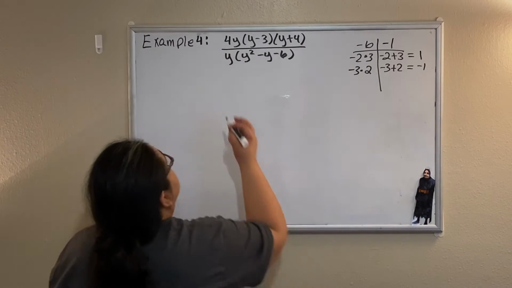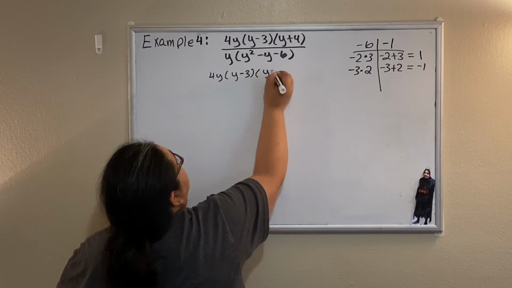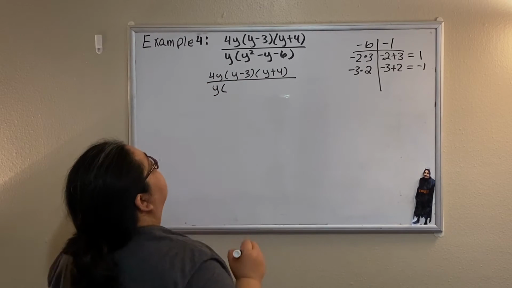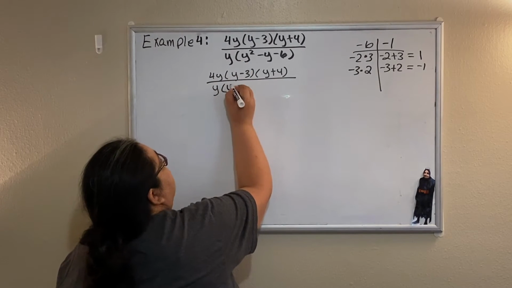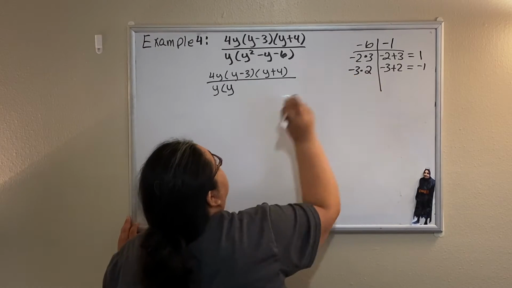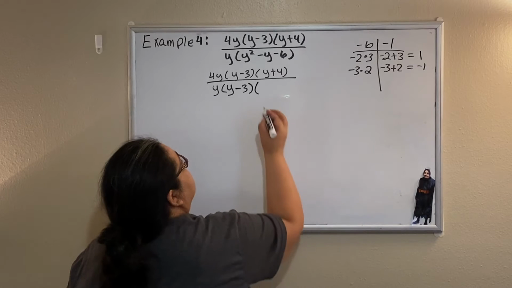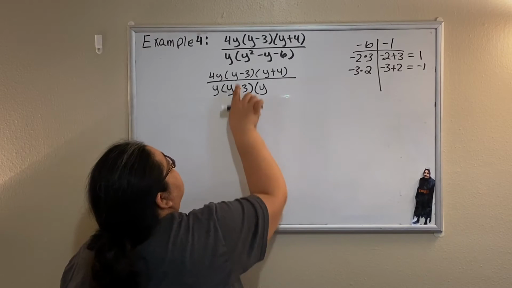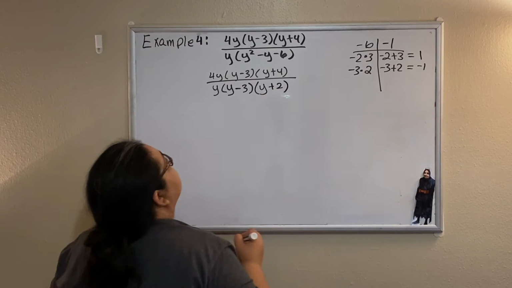So the numerator stays the same. We're going to say 4y times (y minus 3) times (y plus 4) over y, and now we're going to factor. Since y squared is the leading term, the leading term in each of my factors is just a single y. Then I'm going to put the first number that I found, which was negative 3, so we put minus 3, close parentheses. We open another parentheses and put the second y. Remember, this is y squared, so I need y times y to get y squared. And the other number is positive 2, so we put plus 2 and close parentheses.